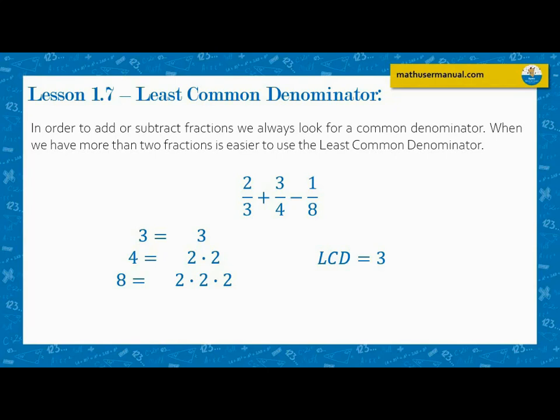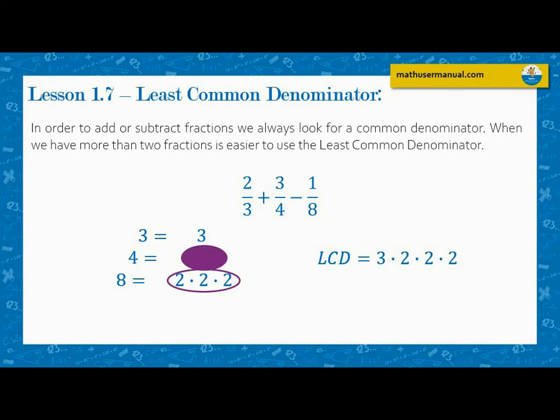Now we need to focus on the 2's. There are 2 2's on the second line with the 4 and 3 2's on the third line with the 8. Which one do we pick? Well, we are always going to pick where we have the most of that number. In the top line we have 2, in the bottom line we have 3, so we don't consider the top line, we only consider the bottom line because it has the most 2's. And we write them into our least common denominator equation.